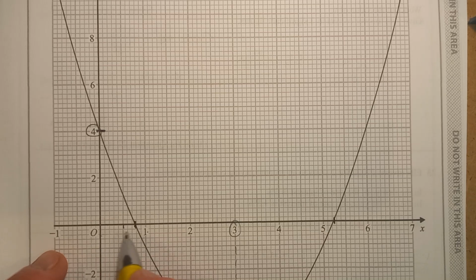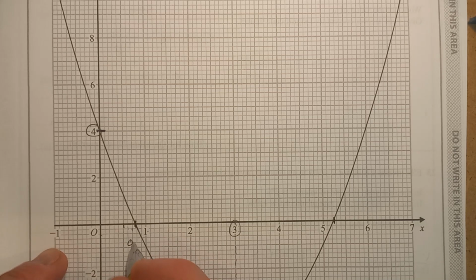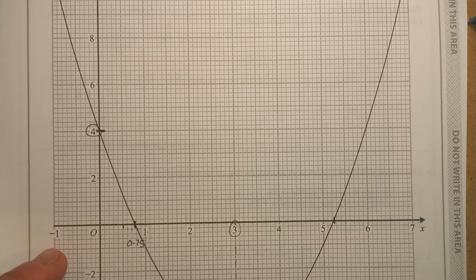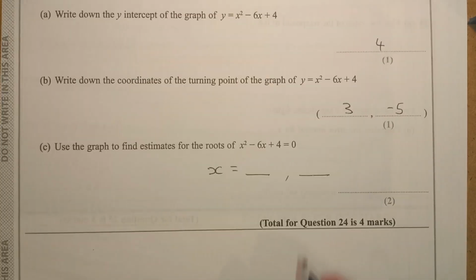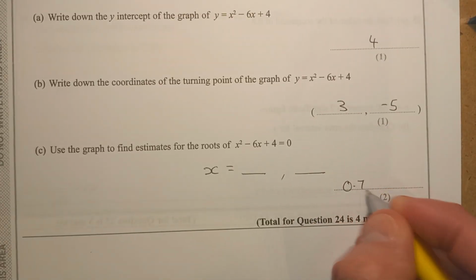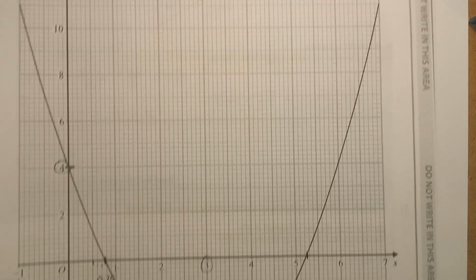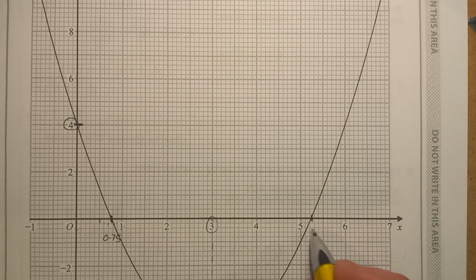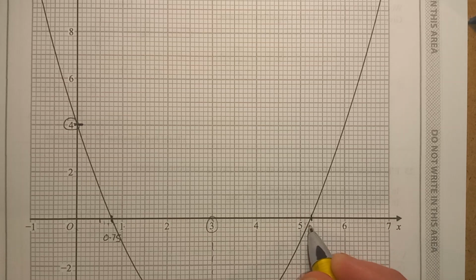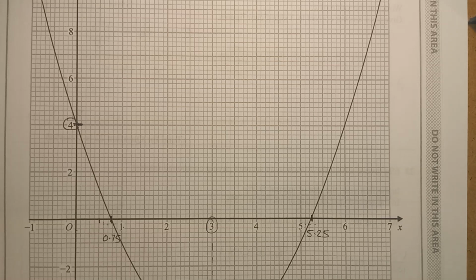So this is 0, that's 1. This would be 0.5, 0.6, 0.7, that would be 0.8. It's halfway in between, so it's going to be 0.75. So that's one of my values. And the other one is going to be similarly over here. So 5.1, 5.2, that would be 5.3. So right in the middle, it's going to be 5.25.